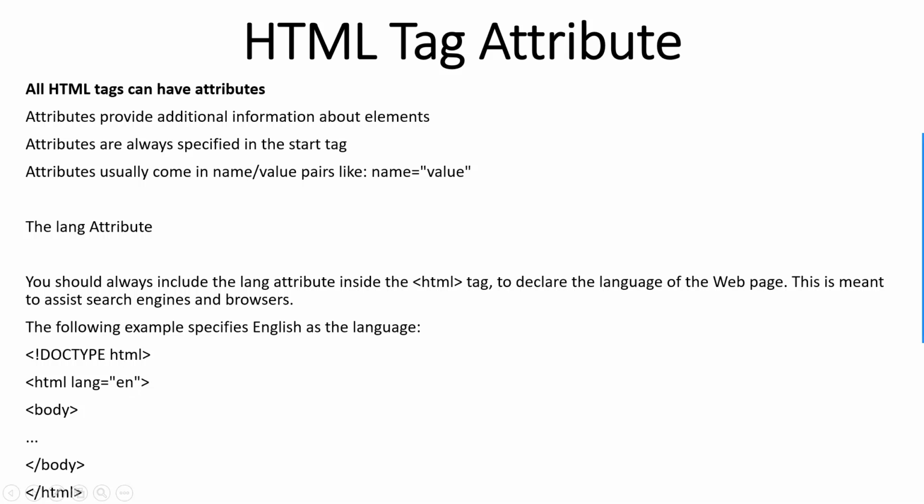So another example is I am using a font and I am writing some text. As an example, I am using HTML tag and I am specifying the font color as red, okay, background color as yellow. So these are some other attributes. So basically it provides additional information about elements.